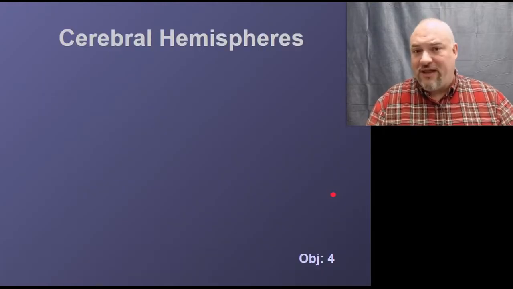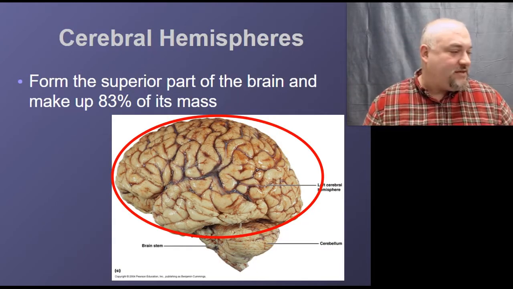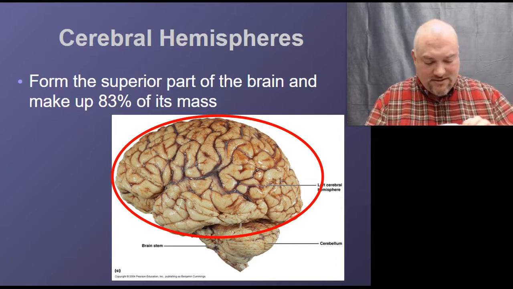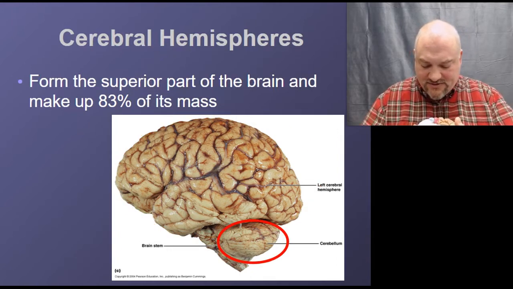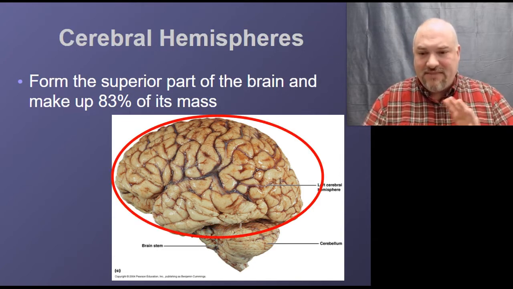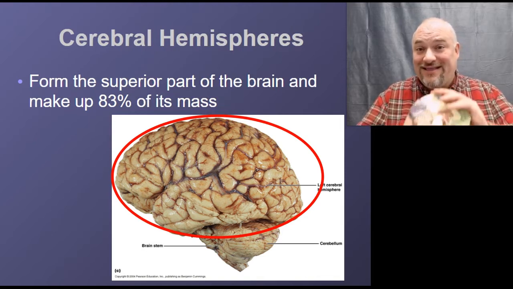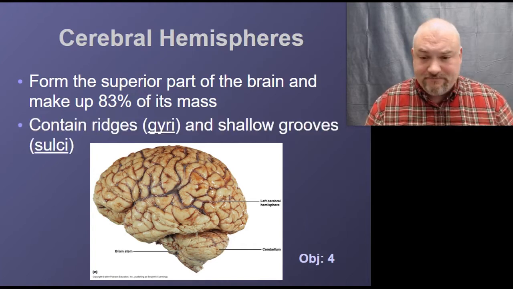We're going to start out with the cerebral hemispheres. They form the upper part of the brain and make up about 83% of its mass. So you see here, diencephalon, cerebellum, and brainstem. Here are the cerebral hemispheres, 83% of our brain by mass, not all brains. This is what sets us apart, the percentage of our brain that is cerebral hemisphere.